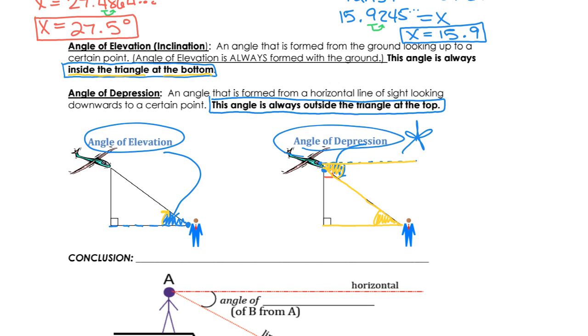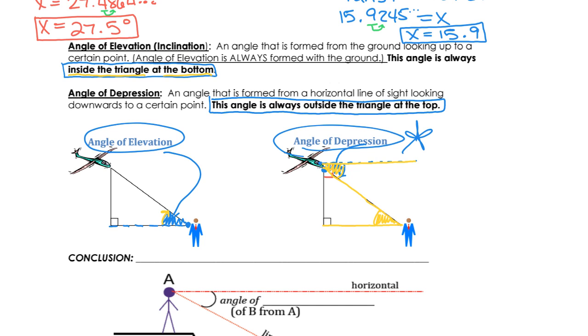All right, so the angle of depression is equal to the angle of elevation, but they are not the same angle. They are just congruent angles. They are in different locations. Angle of depression is outside the triangle at the top, but you bring it inside the triangle because of alternate interior angles. Angle of elevation, that's the easier one. It's already inside the triangle. You don't have to do anything with it.